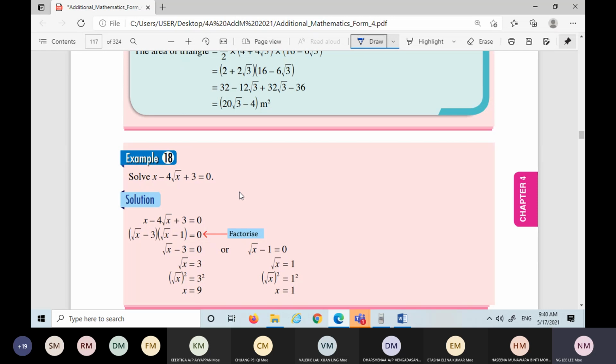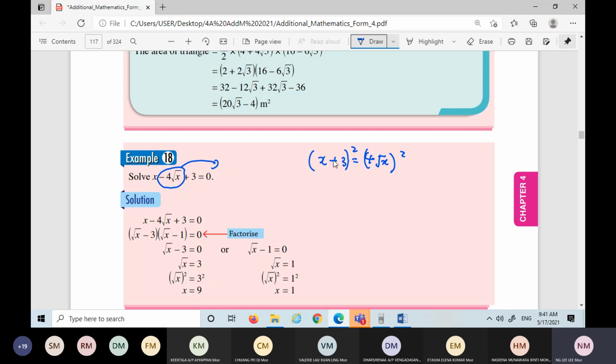Okay, so I will use another way of doing it. I will try to make the term with the square root go to the other side. So on the left, the remaining terms will be x plus 3. And then this is a negative 4 square root x, so go to the right hand side, become positive 4 square root x. So this is the first step I'm going to do. After that, I'm going to square both sides.